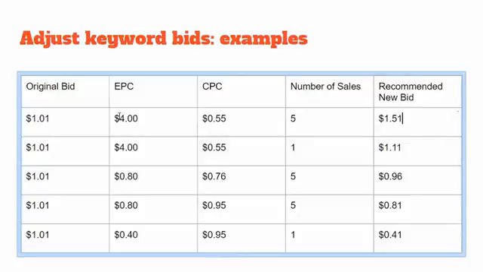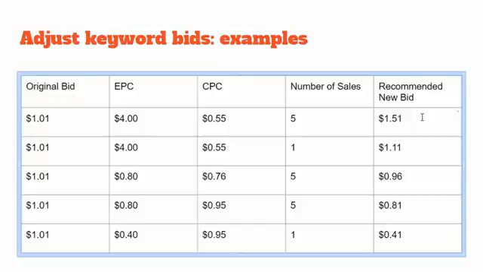Because the EPC of $4 is significantly higher than the CPC, which is 55 cents, and this keyword has generated 5 sales, which is a lot, relatively, we should significantly increase our bid for this keyword. In this case, I would increase it to $1.51.